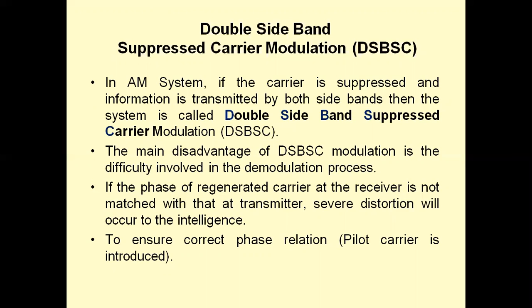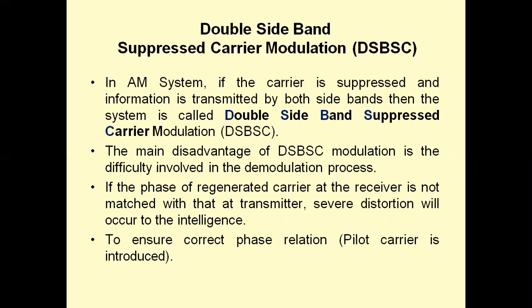The main disadvantage of this modulation scheme is the difficulty in the demodulation process. Since we are suppressing the carrier, there is no carrier information at the receiving end, but we will be getting the advantages over the amplitude modulation, such as reduction in the power level. Because the carrier is suppressed, we are transmitting only two sidebands, and hence we require less power compared to AM.